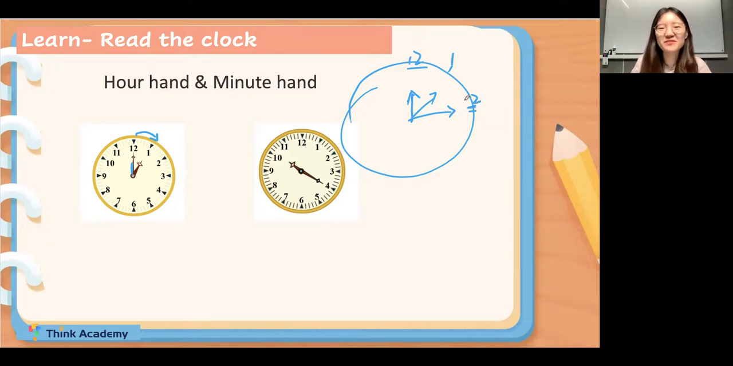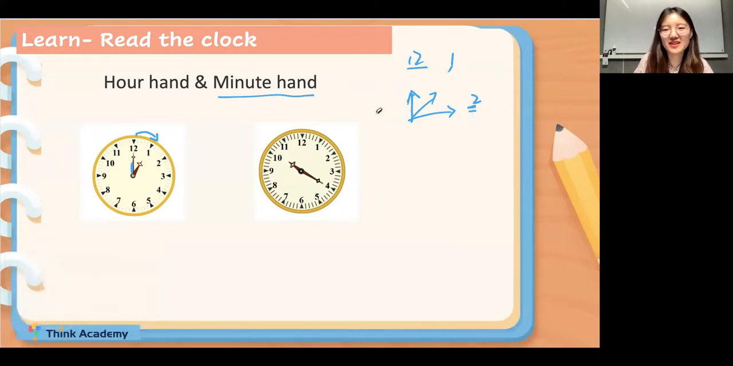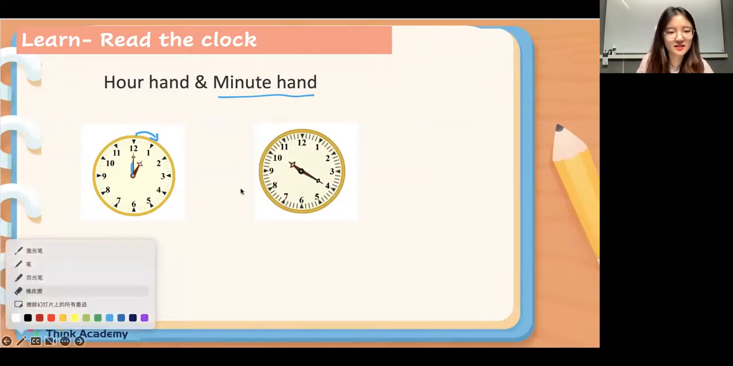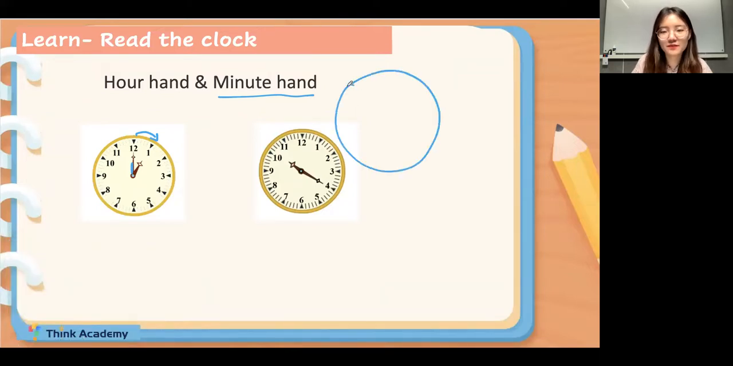Okay, then let's move to the minute hand. Let me draw another circle here. If the minute hand, the longer hand, travels from 12 to 1, how many minutes have passed? One more time. If the minute hand traveled from 12 to 1, then how many minutes have passed? 5 minutes, right? Very well done. Really good. Okay, then keep that in mind.